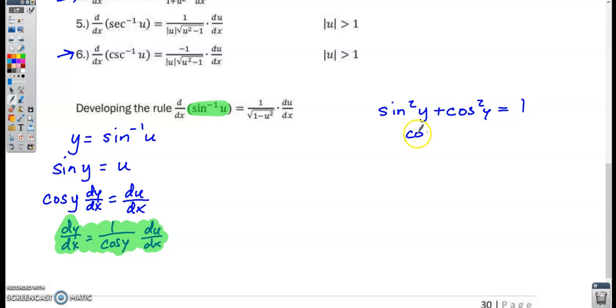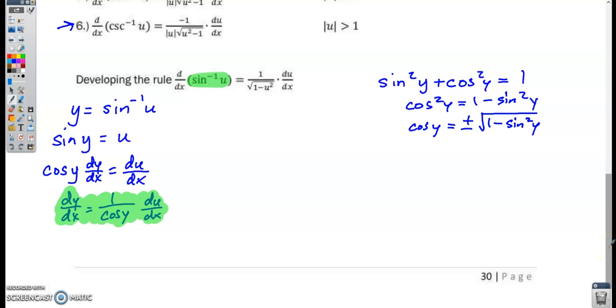And if I solve this for cosine of y, I get that cosine of y is equal to plus or minus the square root of 1 minus sine squared of y. Okay. Now, we need to decide, do we use the plus sign or do we use the minus sign? And here's how we make that decision. It's all based off of the domains of these functions.